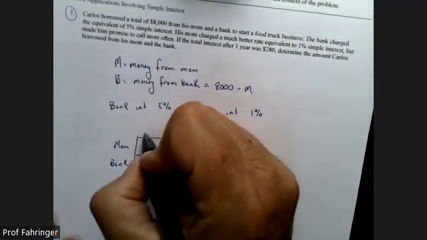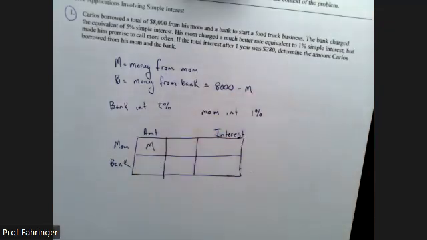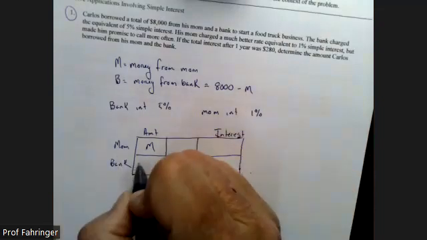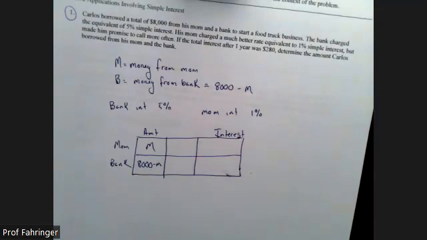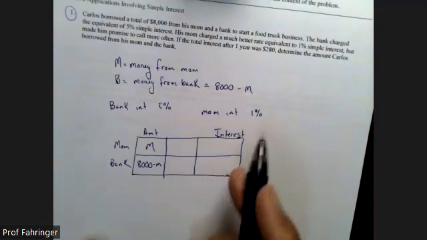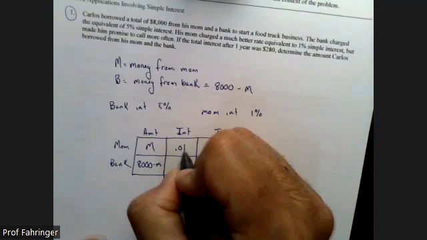Well, how much money was it? What was the amount he got from mom? We don't know. We called that M, right? How much was from the bank? That's 8,000 minus M. The interest mom charged was 1%. So this is interest here, and this is 0.01.